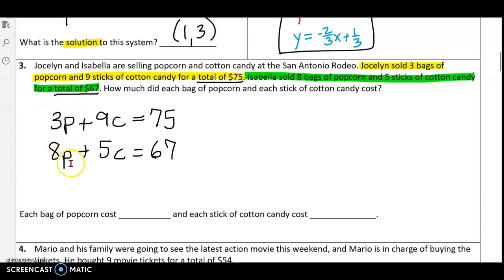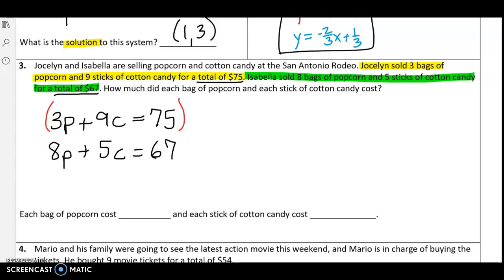Remember that if I wanted to eliminate P's, for instance, they have to be the same number but opposite signs. So if this was 8p, then this would need to be negative 8p for them to eliminate or add up to 0. And I don't know a number to multiply 3 with to get negative 8. So here's a trick that works every time.